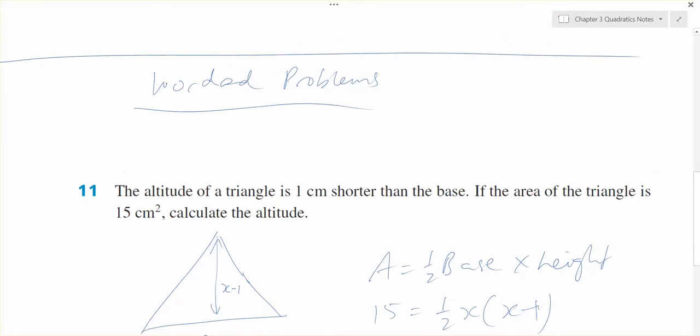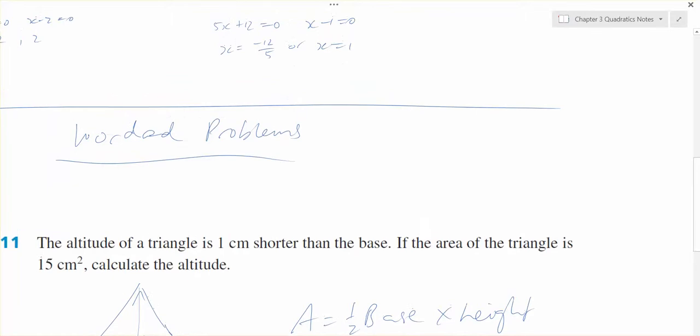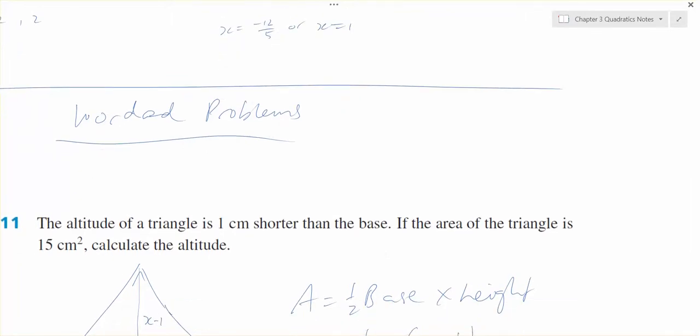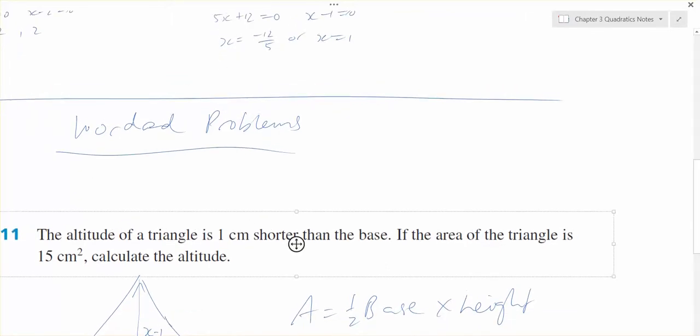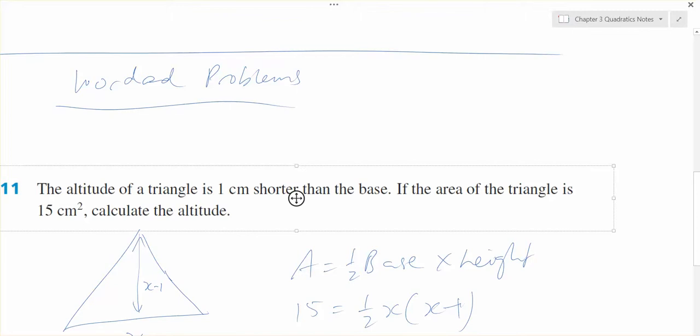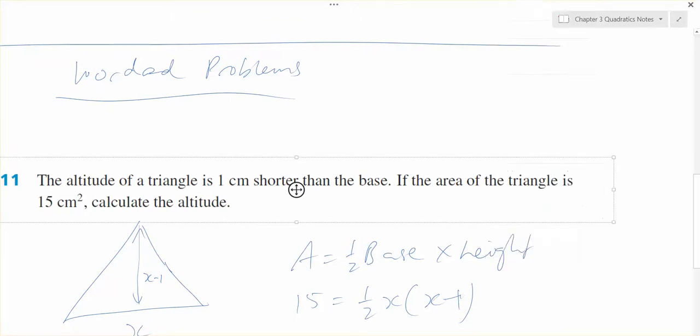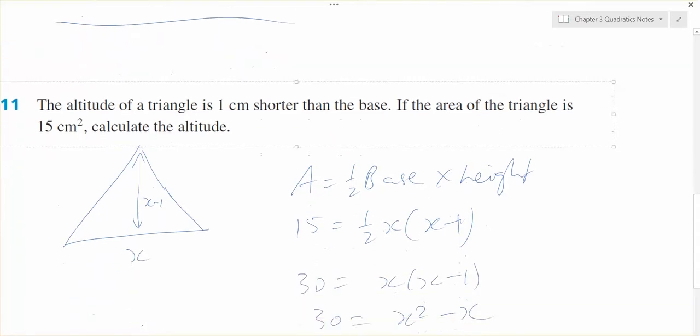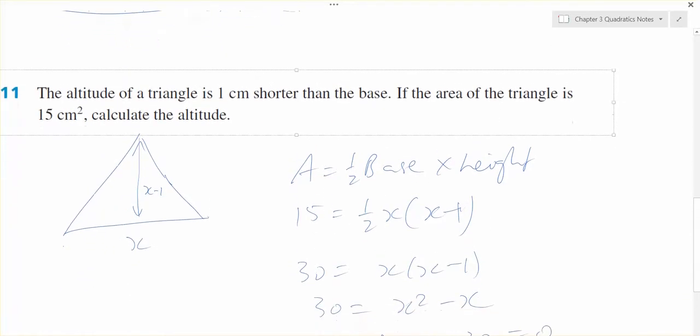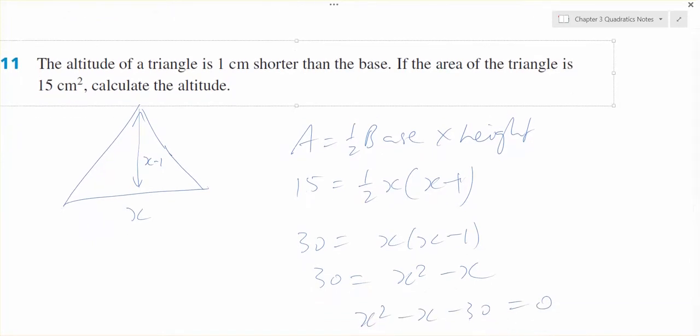Now we know that the formula for the area of a triangle is half times base times height. So we know the area is 15, it's given to us, and it equals the area expressed in terms of x: half times x times x minus 1, which is the height. Okay, I expand it, I move all the terms to one side. So why do I want to do this? Remember, I want to factorize and solve for when x equals 0, okay?